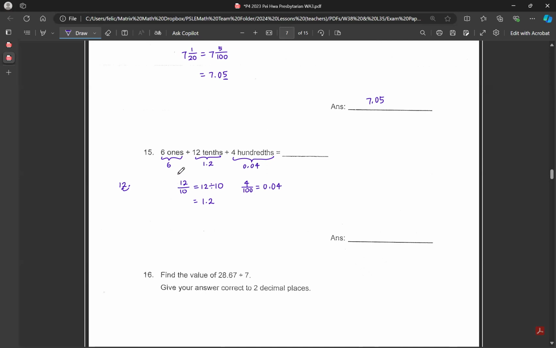Okay, finally we can add them together. If you add them together, notice that this will be 7 point something, because 6 ones plus 1 ones here, 7 ones. Then 0.2, this one is a 2. And then lastly is a 4, so 7.24.